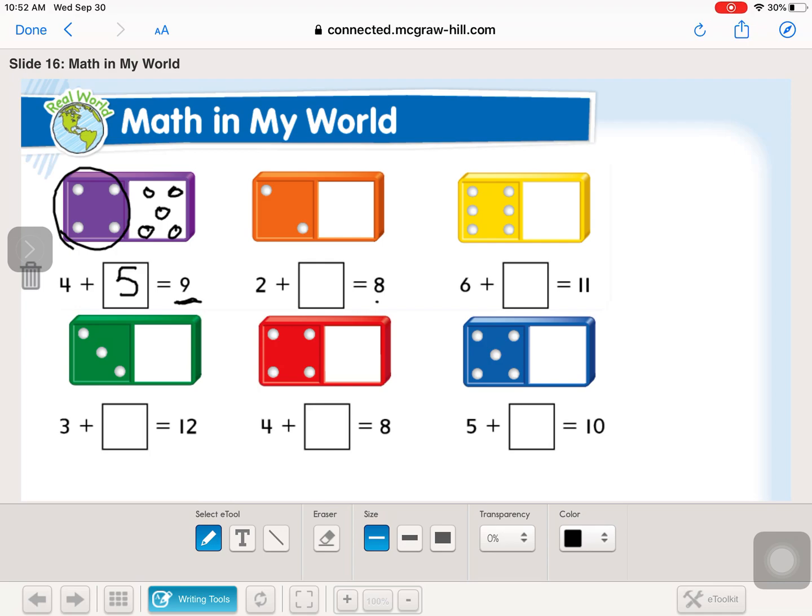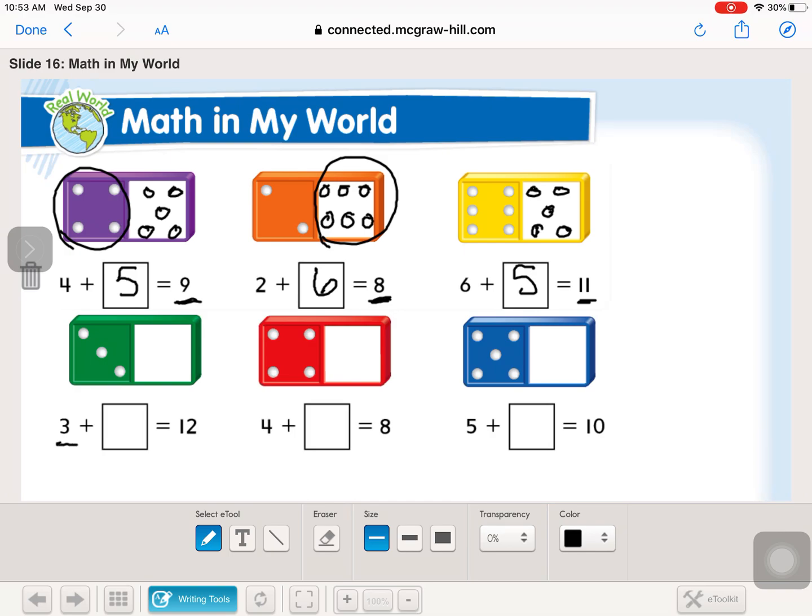We have 2, and we need to get to 8. So 2, 3, 4, 5, 6, 7, 8. How many did I add on? 6, right? There's 6 on this side. 6, and we need to get to 11. So count on 6, 7, 8, 9, 10, 11. 1, 2, 3, 4, 5. So put 5 in your empty box.